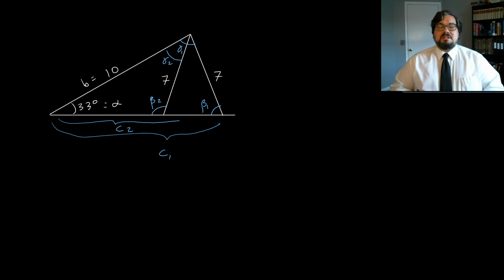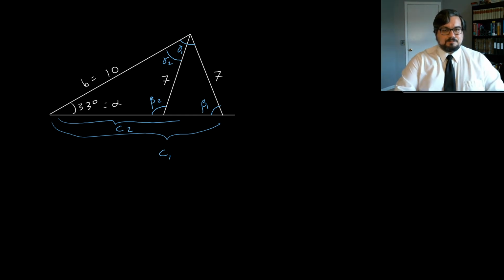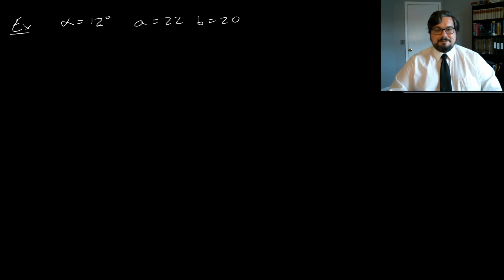Now, there's one more situation that we can encounter that looks a lot like the situation we just did, but that has a little bit of a twist to it. So let's look at the situation. Let's suppose alpha is 12 degrees, A is 22, and B is 20.